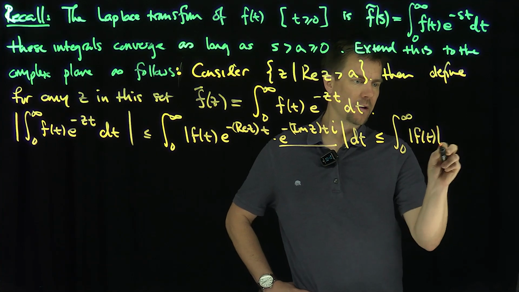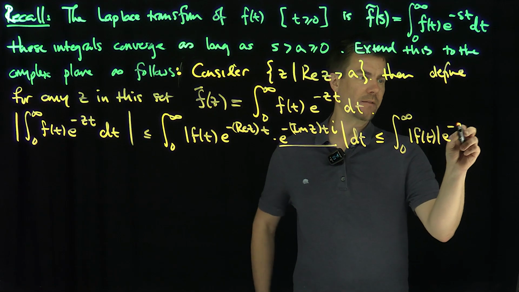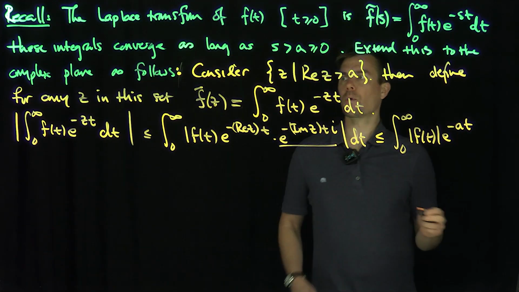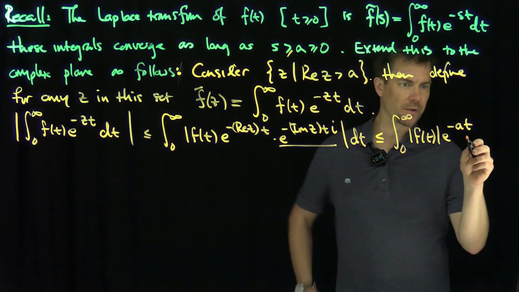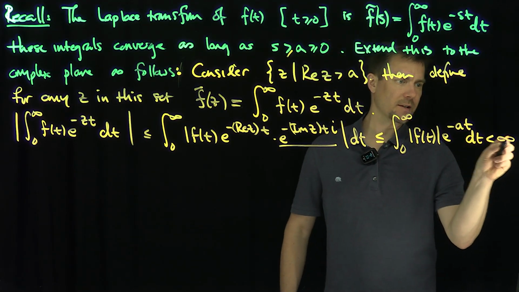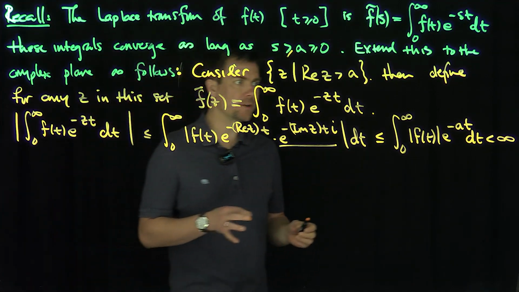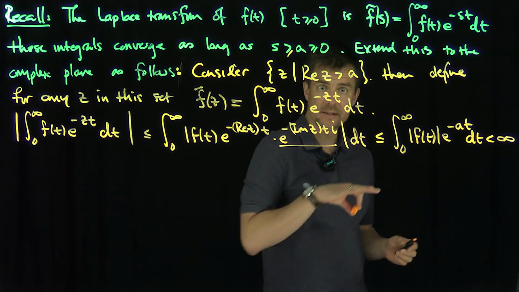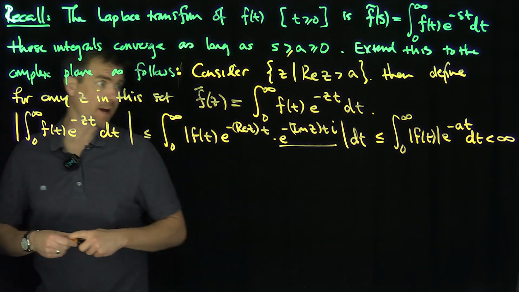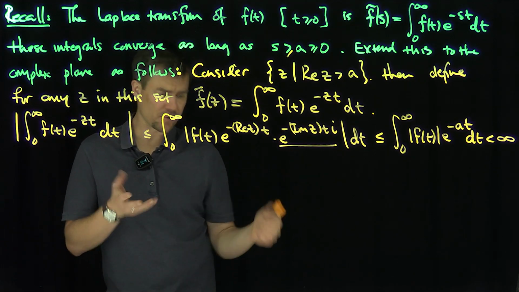So this is less than or equal to the integral from 0 to infinity of modulus of f of t times e to the negative real part of z t. Real part of z is bigger than a, so this is less than e to the negative a t, right? And these things are going to converge, provided we're in this region, dt, and that's less than infinity. So this integral is well defined as long as we're in this half plane. That comes from this unimodular term, which doesn't change anything at all. It basically just turns into a Fourier transform in some sense.